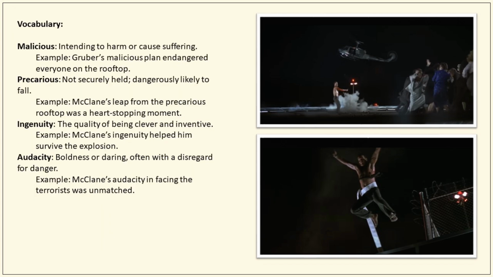Let's look at the vocabulary we have learned. Malicious. It means intending to harm or cause suffering. Gruber's malicious plan endangered everyone on the rooftop. Precarious. It means not securely held, dangerously likely to fall. McLean's leap from the precarious rooftop was a heart-stopping moment. Ingenuity. It means the quality of being clever and inventive. McLean's ingenuity helped him survive the explosion. Audacity. It means boldness or daring, often with a disregard for danger. McLean's audacity in facing the terrorists was unmatched.